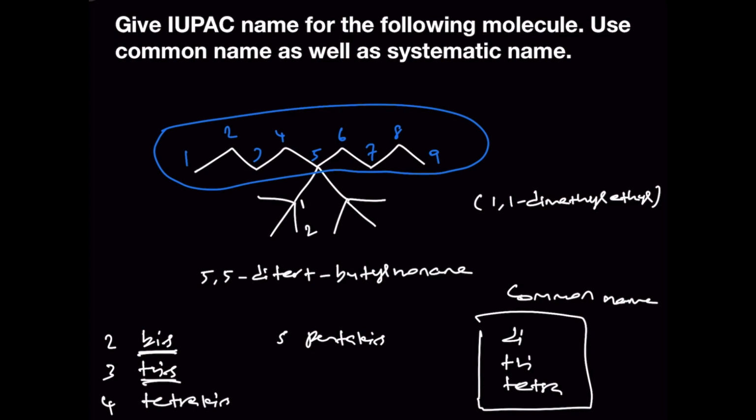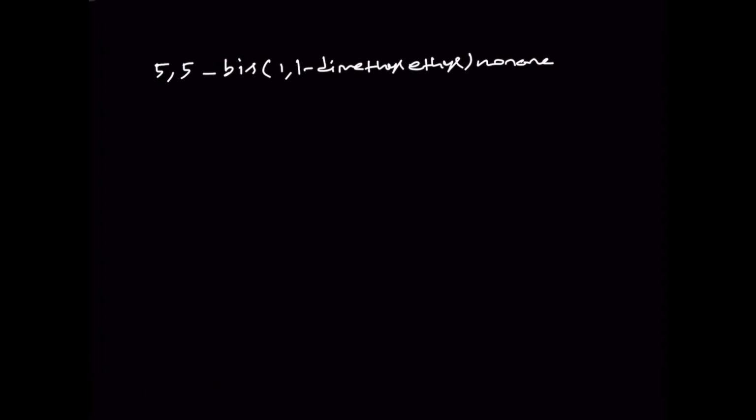And therefore, the IUPAC name using the systematic name for this molecule is going to be 5,5-bis(1,1-dimethylethyl)nonane. That is the correct IUPAC name for that molecule using the systematic name for the complex substituent.